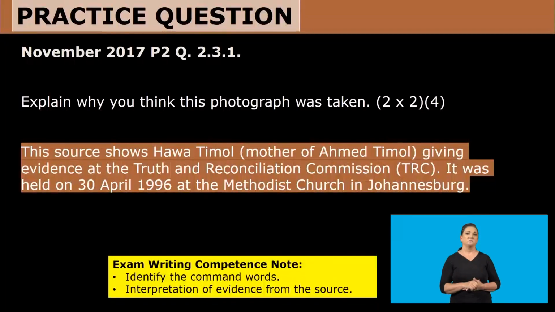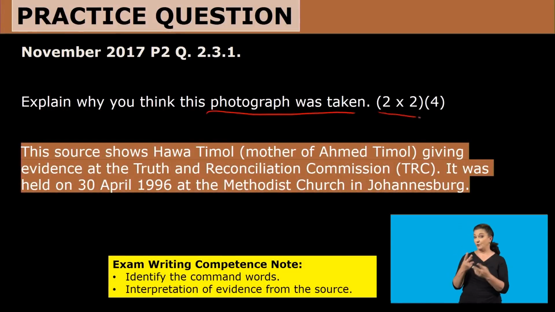Welcome back. Now let's look at more examples to help you apply your skills and exam techniques in answering exam questions. Now let's look at this question. It says, explain why you think this photograph was taken. So now you look at the mark allocation, 2 times 2 equals 4. That means you have to give 2 reasons why you think the photograph was taken.